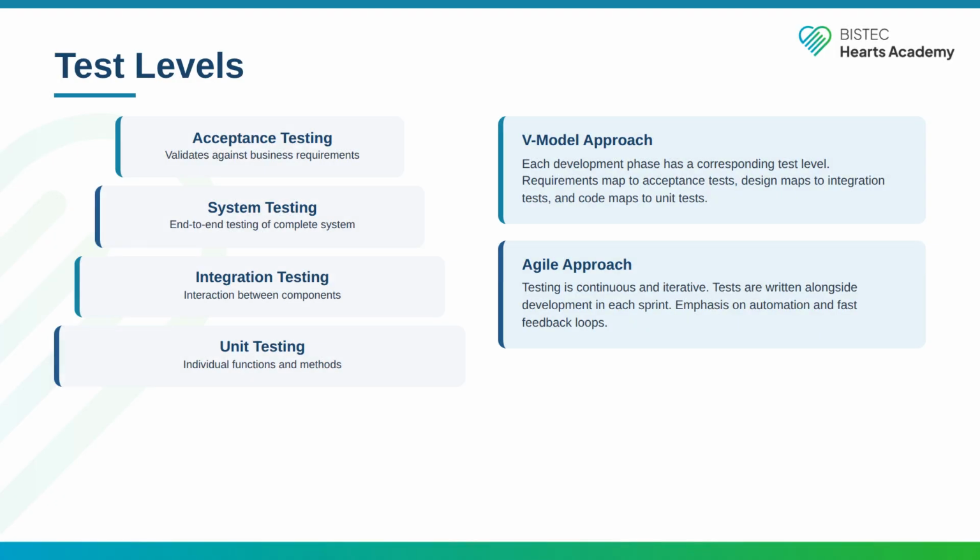There are 4 levels of testing, and each one catches different types of problems. Think of these as layers in a pyramid. At the bottom, the widest layer is unit testing, individual functions and methods. A developer writes a unit test to check that a calculate discount function returns the right value for a 10% coupon. Fast, isolated, and there are hundreds of them.